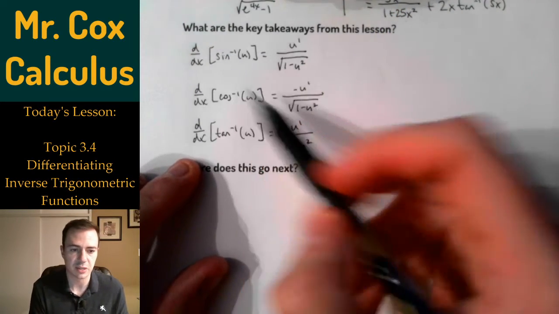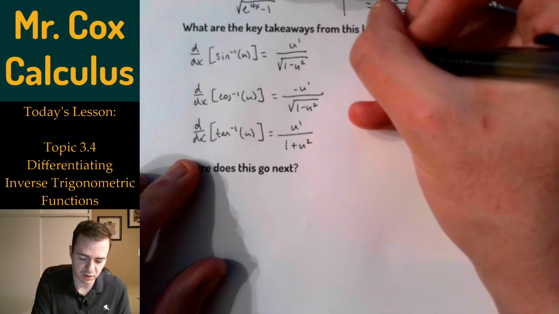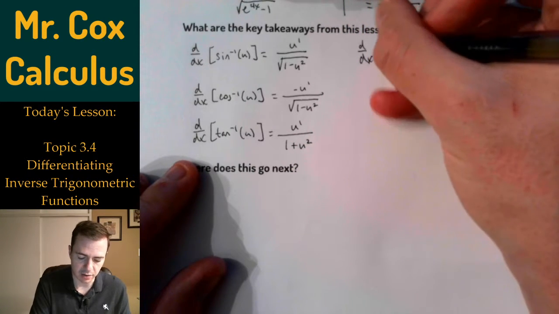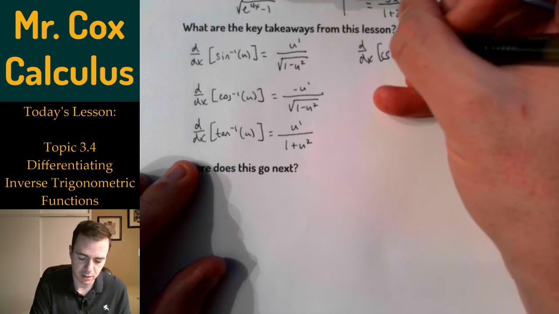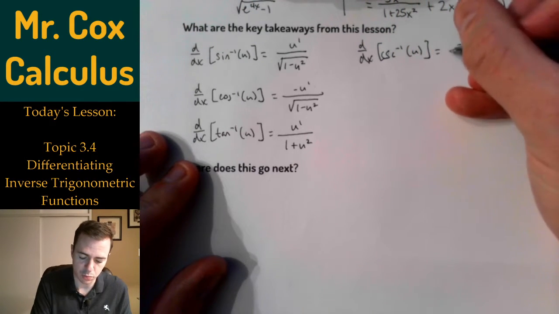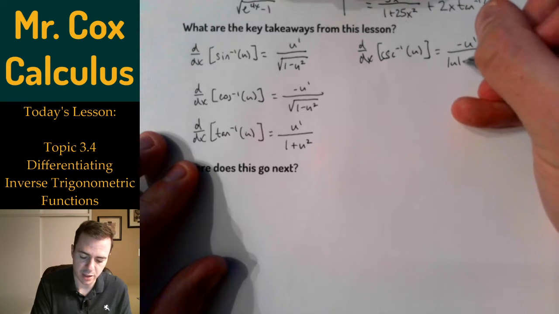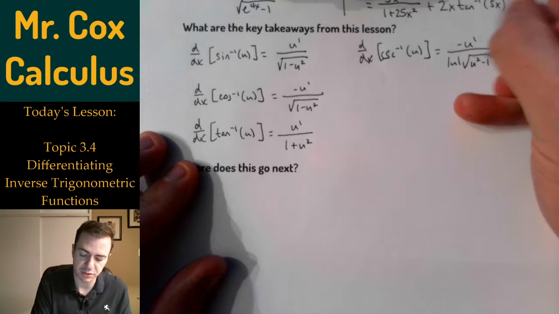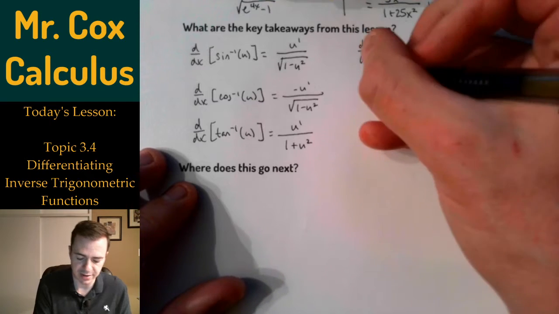Now let's look at their reciprocals for sine. The derivative with respect to x of inverse cosecant of u is negative u prime over the absolute value of u times the square root of u squared minus 1.